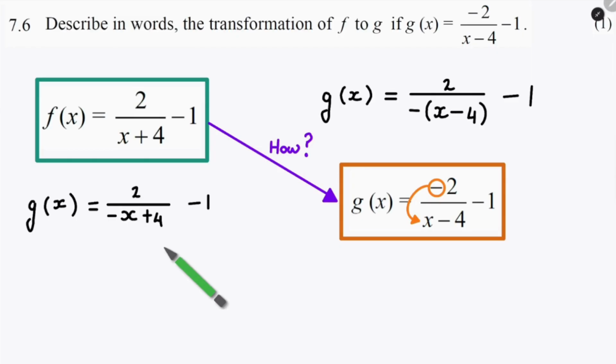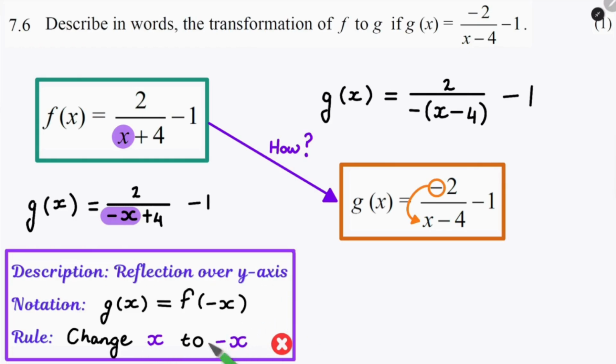And now I can read off my graph, compare the old one to the new one, and x changes to -x. And when x changes to -x, that is the rule for reflection over the y-axis. So pretty complicated to see this one, quite a tough question. And your 1 mark just comes from reflection over the y-axis, the correct description for the transformation.